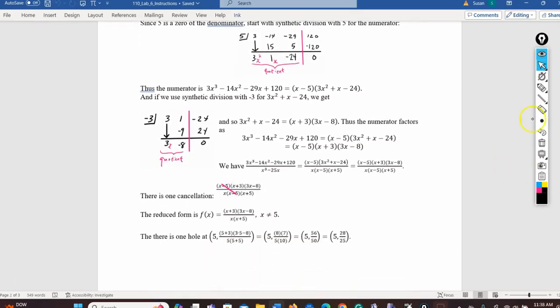So this is where we ended up. And you can see you can make one cancellation. Because I have a product in the numerator and a product in the denominator, the x minus 5s cancel. So I have made one cancellation, so there is one hole.